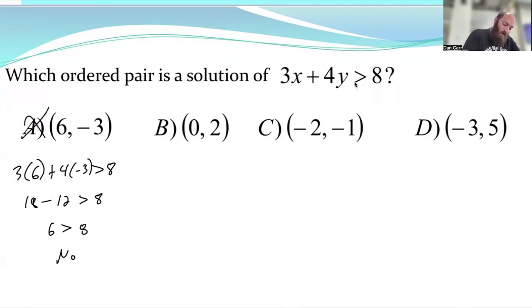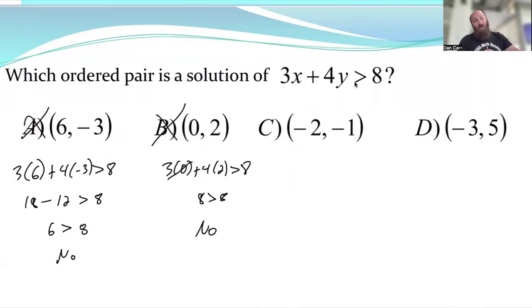Let's try 0, 2. Is 3 times 0 plus 4 times 2 greater than 8? So 3 times 0 is 0. We got 8 greater than 8. That is also a no. So B is not a solution. It's not greater than or equal to. It's greater than.